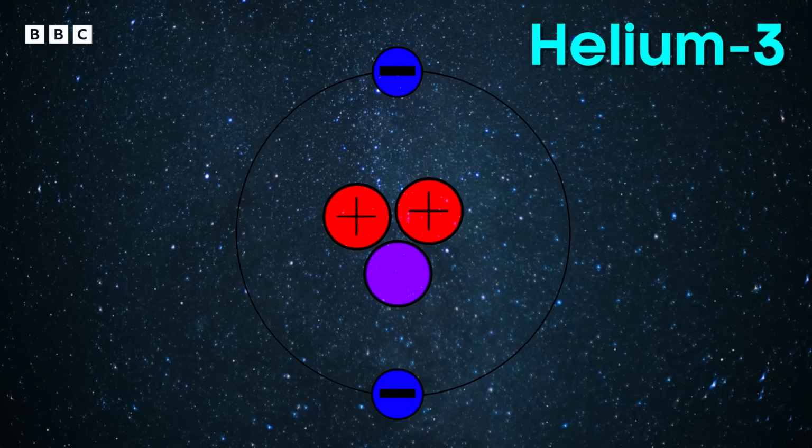But there is an element on the moon that we don't have much of here on Earth, one that could radically shake up the energy industry. One of those elements is called helium-3. Helium-3 has been identified as a potential fuel for what's called fusion energy.